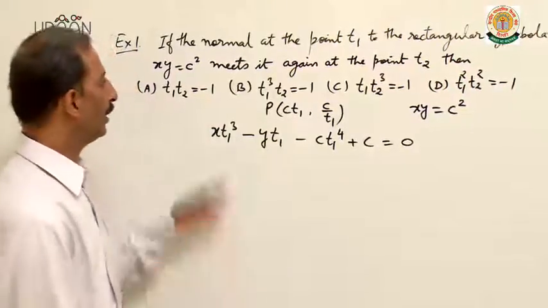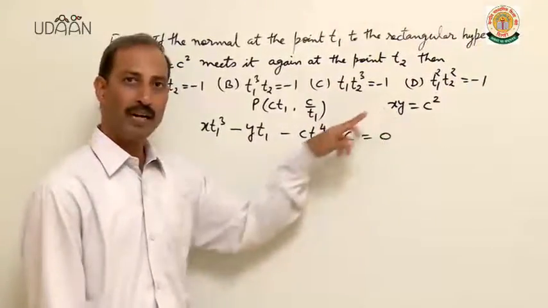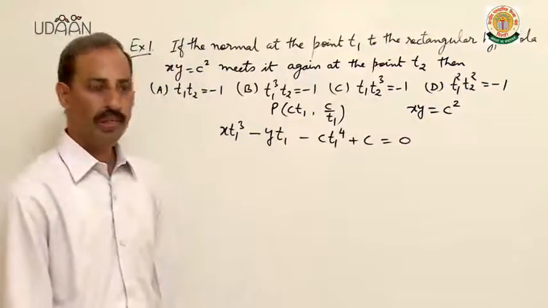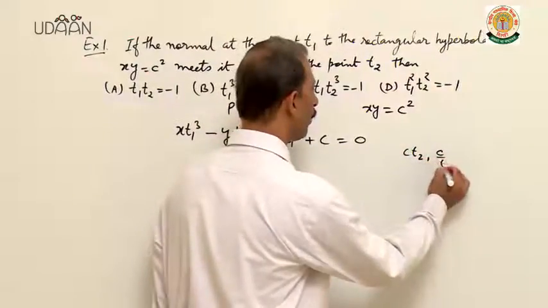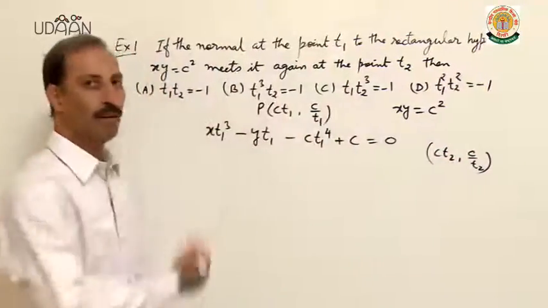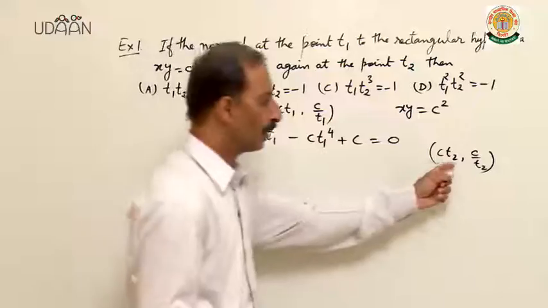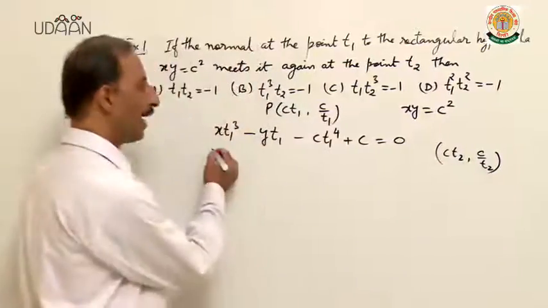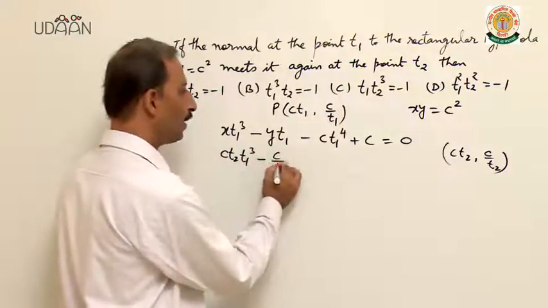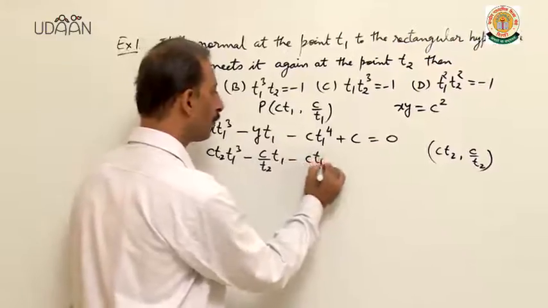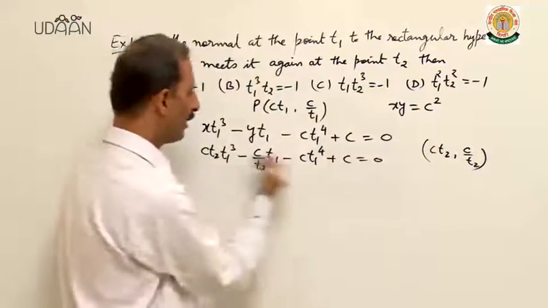Now children, see here, this equation meets the rectangular hyperbola again at the point t2. It means another point, that is the coordinates c t2 comma c upon t2, will also lie on this equation. Put the values of x and y in place of these two values. So x is replaced by c t2 and y is replaced by c upon t2. Remaining values as it is. C you can take common and transfer to the other side, it becomes 0.